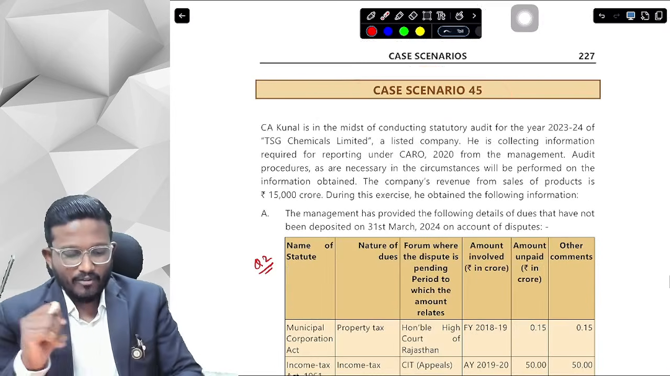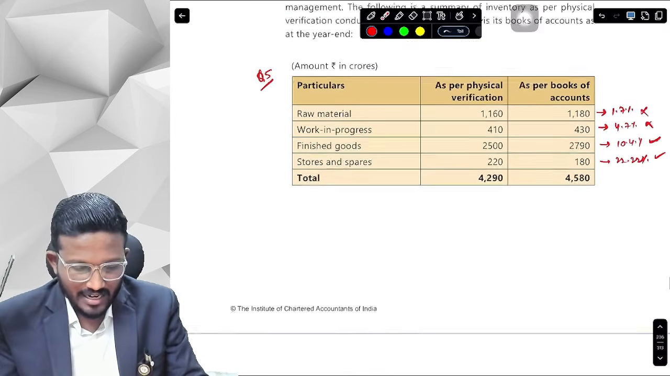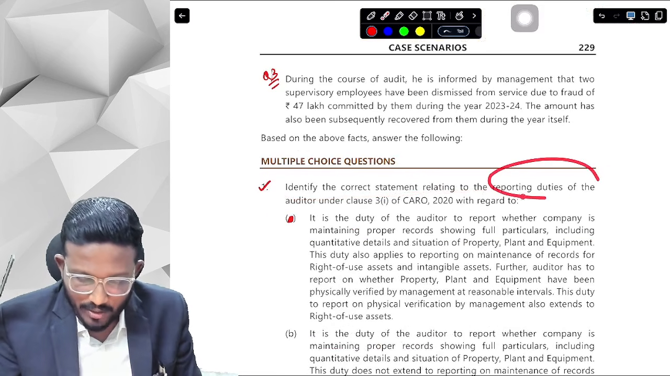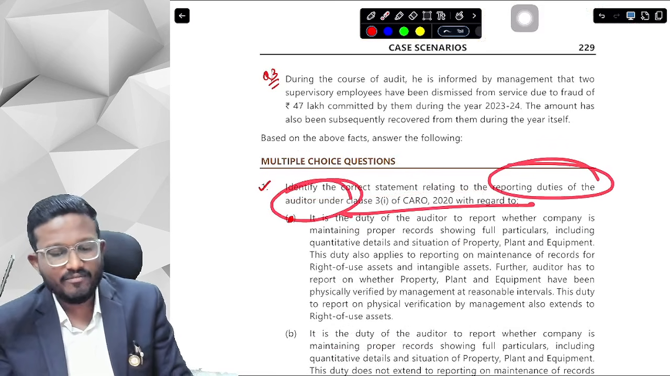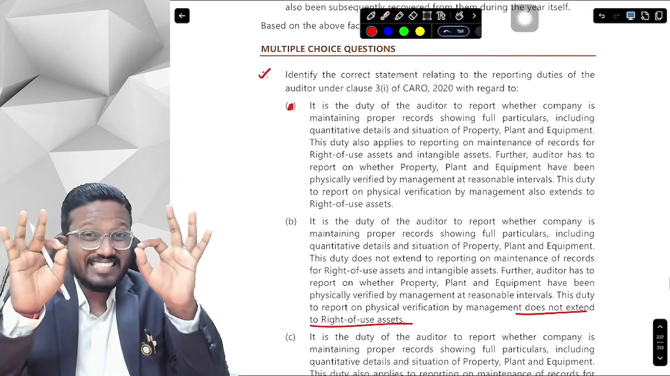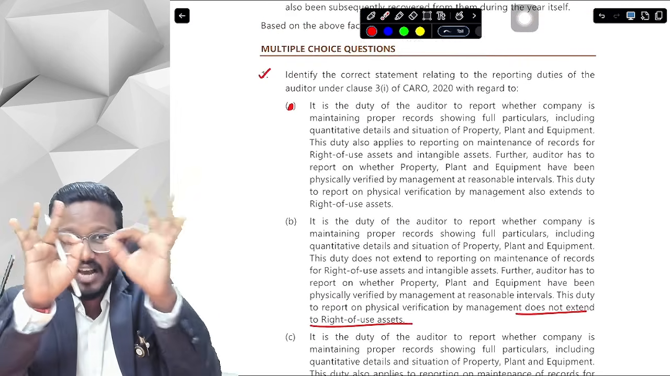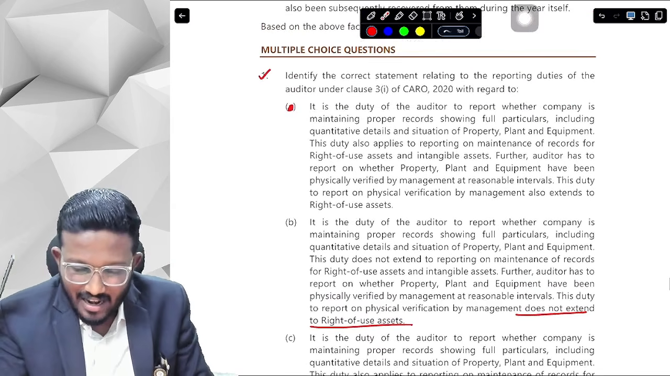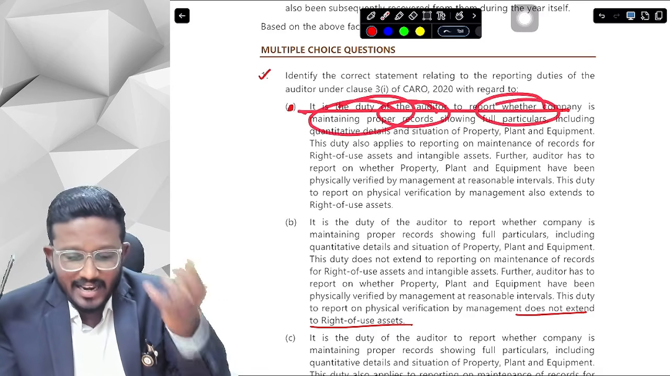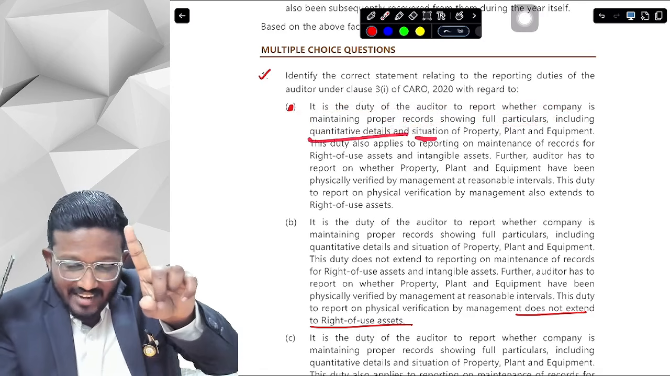Let's do case scenario number 45. What does it say, sir? It is saying that we need to identify the correct statement relating to the reporting duties of the auditor under clause 3(i) of CARO 2020. So under clause 3(i), what is our reporting responsibility? Let's go into details. We have to read between the lines. So it is saying that our duty is to report whether the company is maintaining proper records showing full particulars, including quantitative details and situation of PPE.